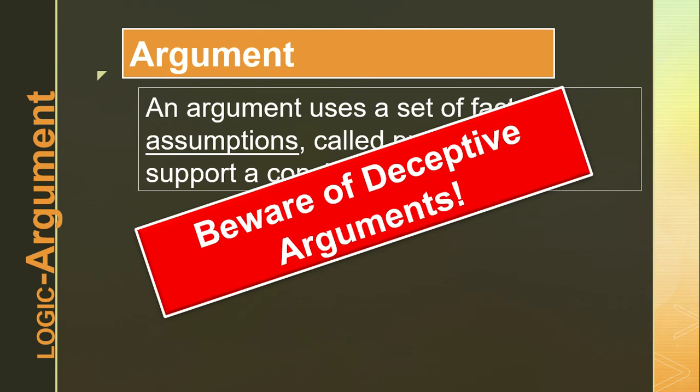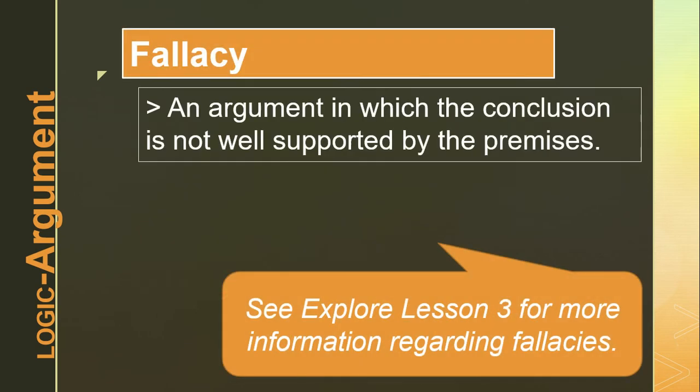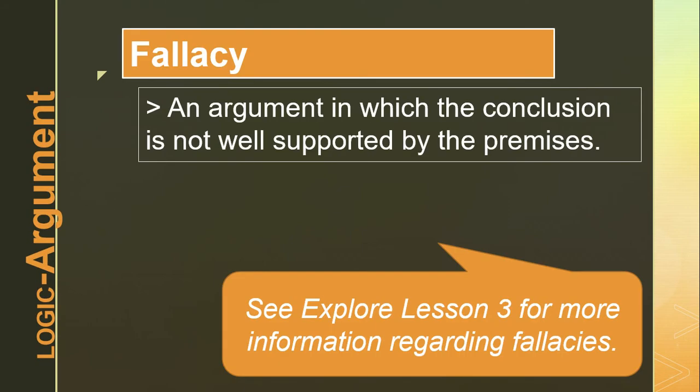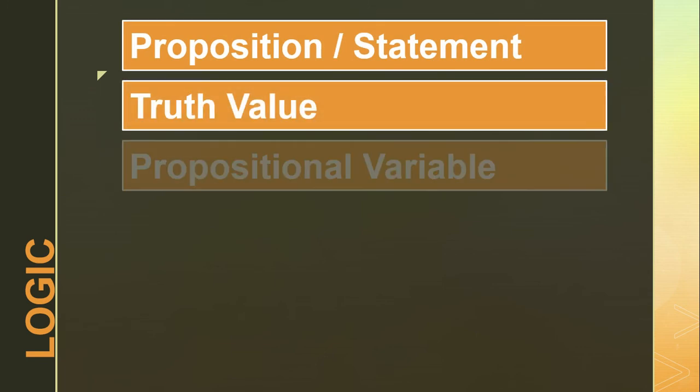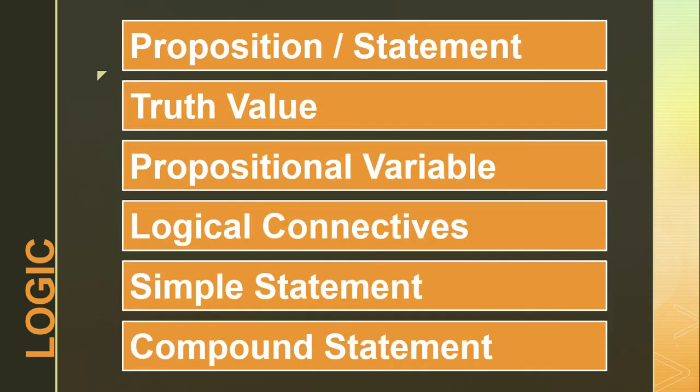However, you have to beware of deceptive arguments. We call them fallacies. These are arguments which are not supported with premises, with facts. Now you have a different topic for this one. It's a special topic that would be Lesson 3 in our Module 1, but it's not actually included in the activities. It's just a special topic so that you will have an idea how to differentiate a formal logic from fallacy, or a true from a false argument. So we'll study these terms in the next slides.